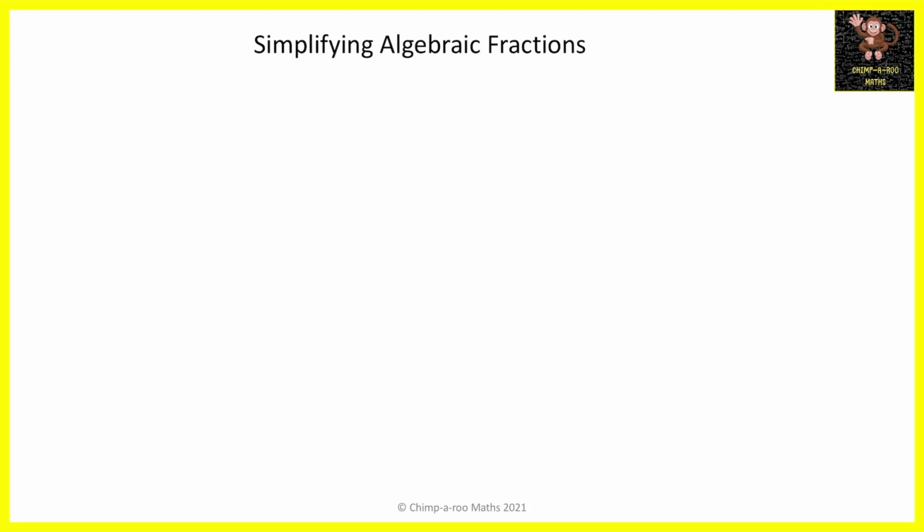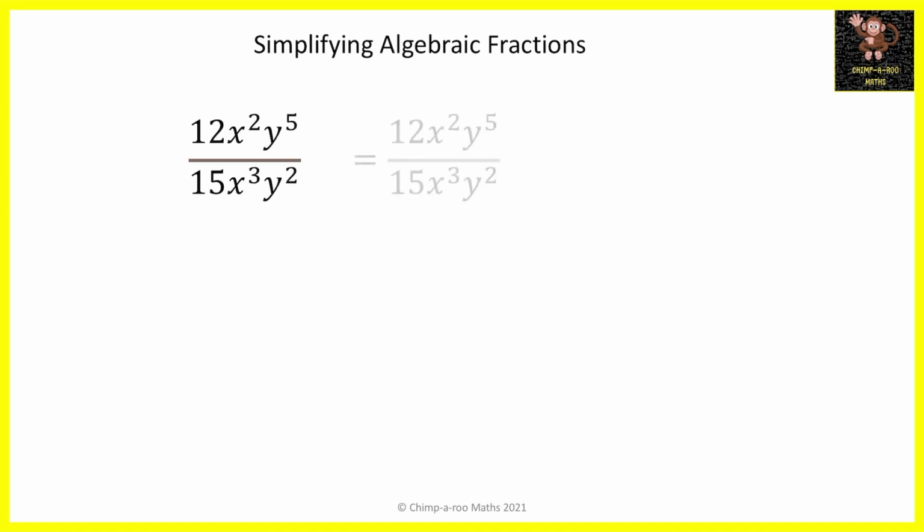Simplifying algebraic fractions. First of all, we have 12x squared y to the power of 5 over 15x cubed y squared. Treat each term separately. Let's look at the numbers first, followed by the powers of x, followed by the powers of y. Okay, so we end up with dividing the 12 and the 15 by 3, gives us 4 and 5.